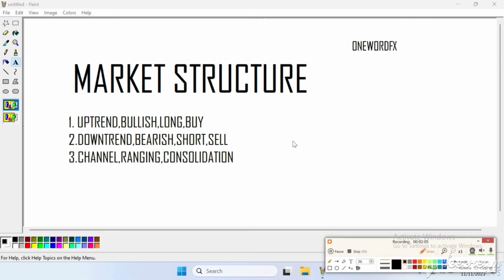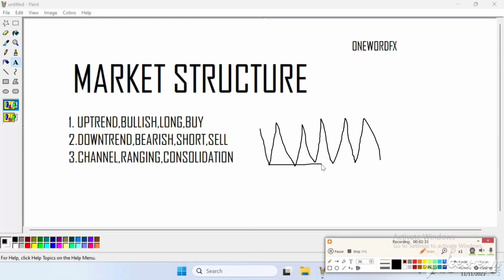I'm going to show you guys an example of how it is. So let's see, this is our market. The market is just moving in a horizontal manner. Do you understand? In a horizontal manner. If you draw a trend line, let's say this is a trend line.